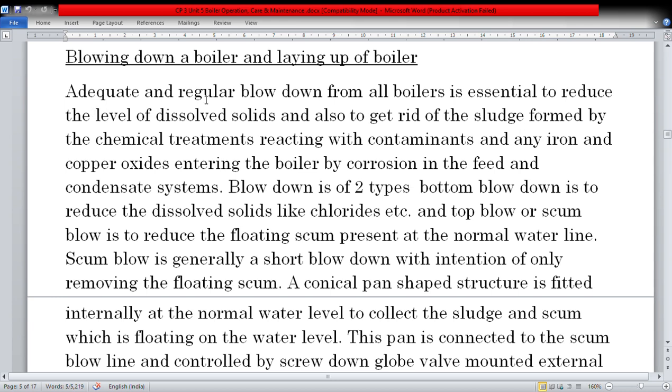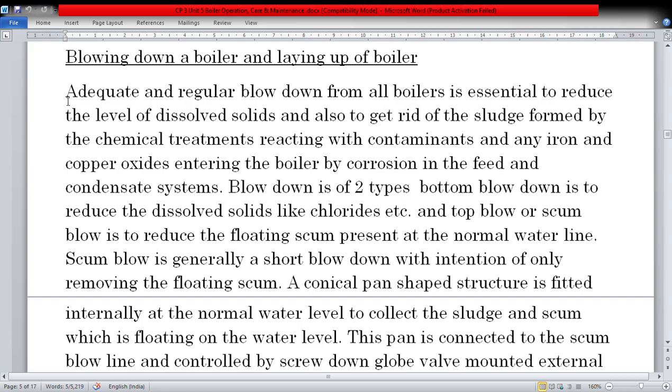Adequate and regular blowdown of a boiler and laying up of a boiler. Adequate and regular blowdown from all boilers is essential to reduce the level of dissolved solids and also to get rid of the sludge formed by the chemical treatments reacting with contaminants, and any iron and copper oxides entering the boiler by corrosion in the feed and condensate systems.